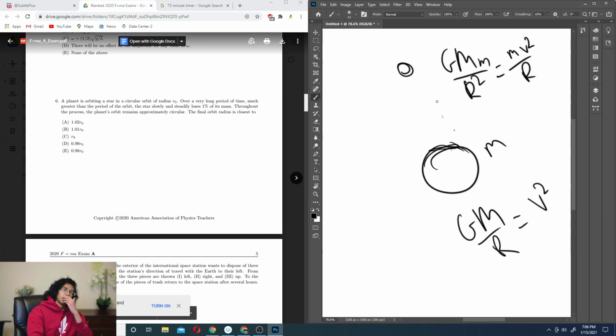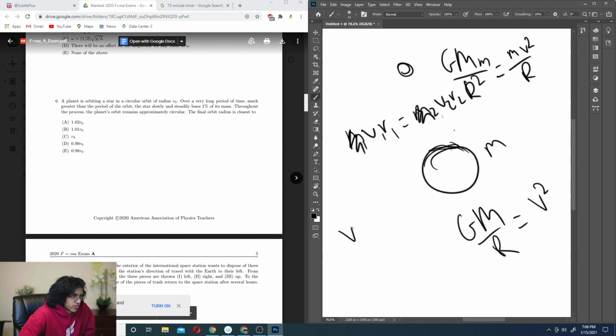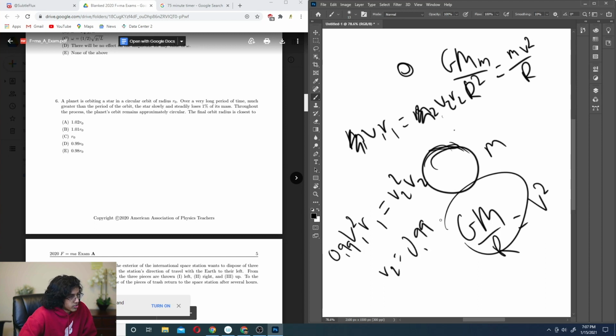Okay, let's think if angular momentum is conserved. Angular momentum is only not conserved if there is an external torque, so there is no torque, so I'm assuming that is a thing. So you have m1 v1 r1 is equal to m2 v2 r2. But we also know from this that v1 squared r1 is equal to 0.99 times v2 squared r2. So essentially if we divide this over here, we get r2 is equal to 0.99 r1.